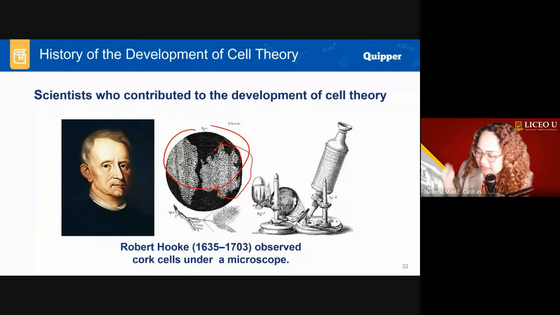He said it looked like tiny cells of a prison, or the cells in a monastery where the priests and nuns sleep. That's why he called them cells. He was the one who dubbed the word cells. So that was Robert Hooke, and he discovered that these things looked like the cells of a monastery or some kind of church, so he called them cells.